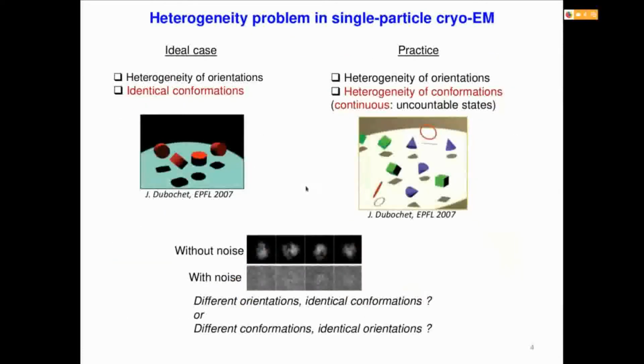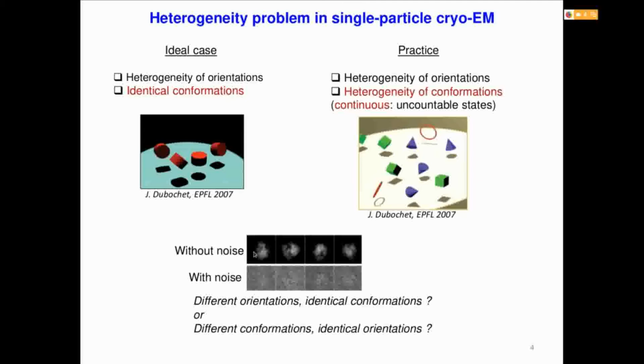So what is the heterogeneity problem in single particle cryo-EM? In an ideal case, on the grid, you have a heterogeneity of orientations of macromolecular complexes, but identical conformations. In practice, however, you have a combination of the heterogeneity of orientations and conformations. And again, as I said, because the conformations are not a few discrete conformations, but you have plenty of them, it becomes extremely complicated to disentangle different orientations and different conformations of the complex, which is due to noise, particularly.